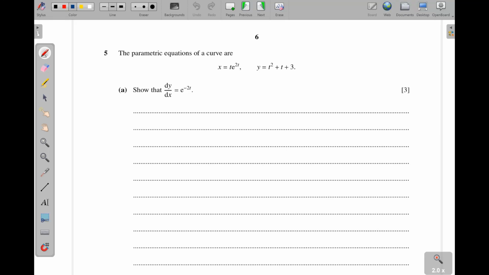Question 5 is coming from parametric differentiation. The parametric equations of a curve are these ones here. Show that dy/dx is equal to that. So we need to get dx/dt.